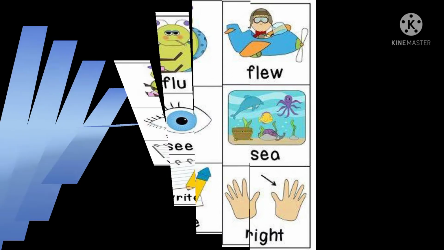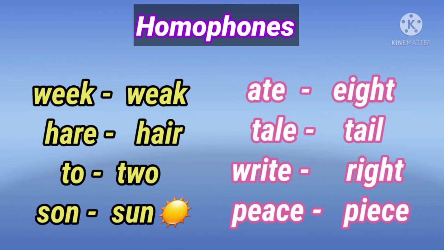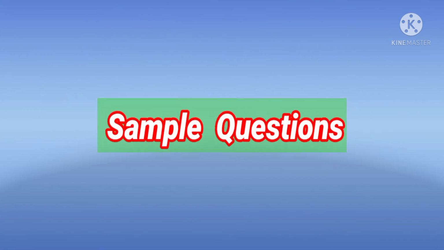Now let's see some examples of homophones. Week. Hair. Two. Sun. Eight. Tail. Right. Peace. From these words we get the complete idea about the homophones. For the complete idea of a question pattern, we will move towards our sample question.